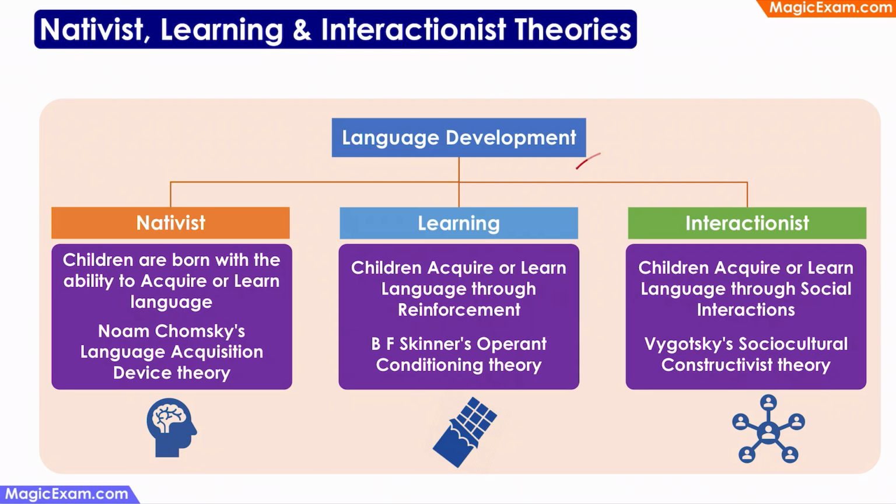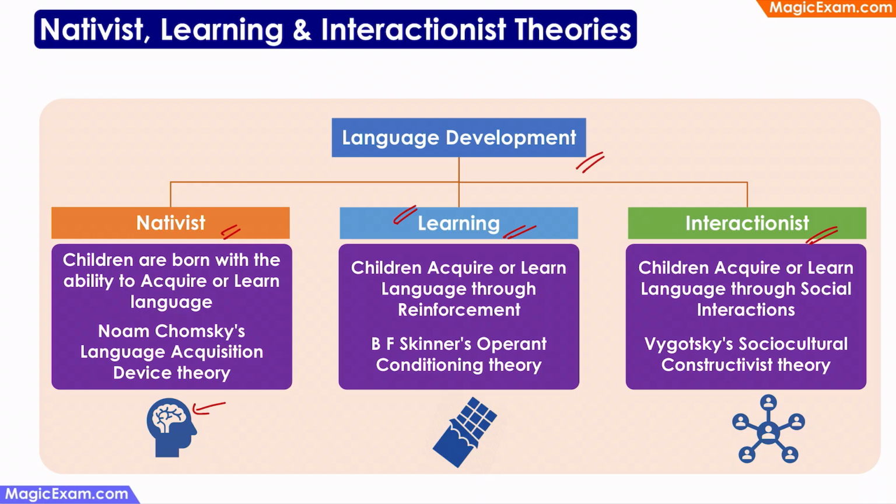When we look at the various language development theories, they can be broadly classified into three types: nativist, learning, and interactionist theories. The nativist theory says that children are born with the ability to acquire or learn languages. This is where Noam Chomsky's language acquisition device theory comes into play. Noam Chomsky says that children are born with a specific part of their brain designed to acquire or learn new languages very easily, which is why children can easily learn 1, 2, or multiple languages. That part of the brain becomes less effective as they grow up, which is why adults find it very difficult to acquire new languages.